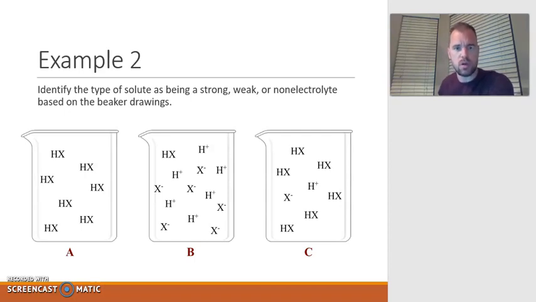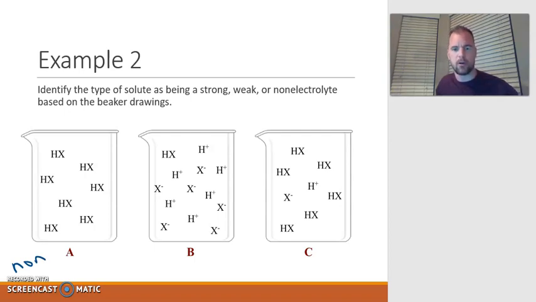So example 2 asks you to identify the type of solute as either being strong, weak, or non-electrolyte. This is a very simple review or demonstration of the types of electrolytes. And so if I take a look at beaker A, I can see that nothing is ionized. There's no ions in here. And so by definition, this is going to be a non-electrolyte.